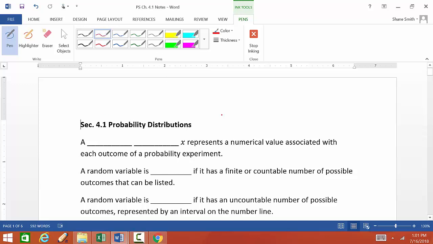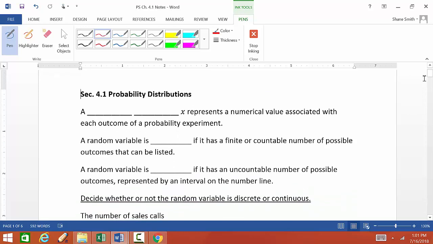Alright, so we're going to learn about probability distributions in Chapter 4, specifically discrete probability distributions. The first thing I want to talk about is what a discrete probability distribution is and how it is different from a continuous probability distribution. And then we'll talk about how to create a discrete probability distribution.